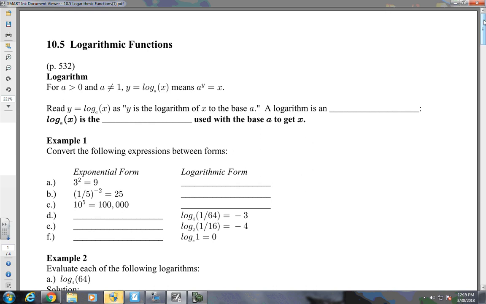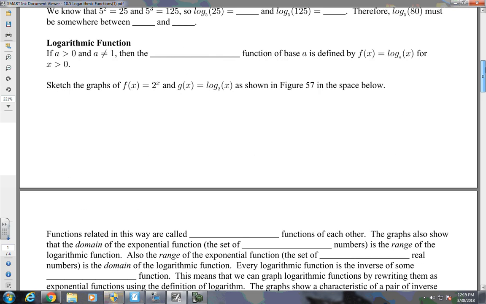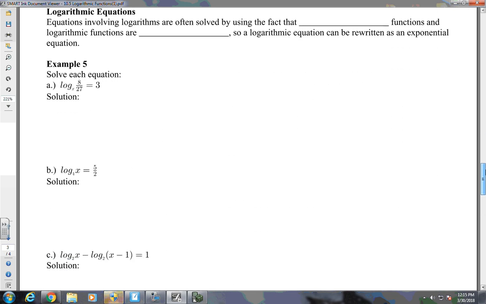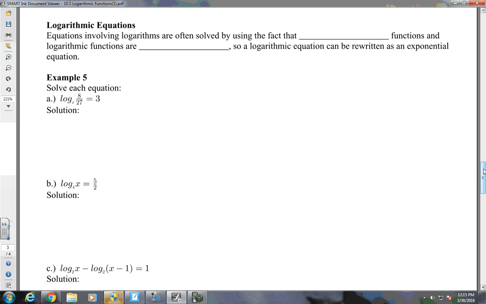Take some time to go through the first 2 pages of the notes of section 10.5, and when you get ready to work the logarithmic and exponential equations, starting with example number 5, I'll go through those with you. If you've already completed that, let's begin in solving these logarithmic equations. In example 5, we'll be solving logarithmic equations, and in example 6, we'll be solving exponential equations.